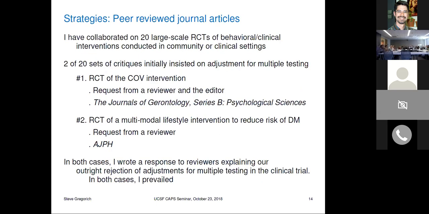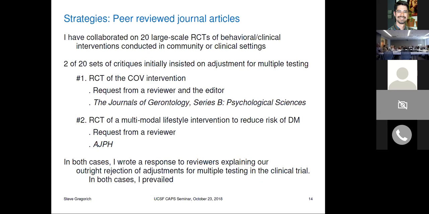So for peer-reviewed journals, in my 20 large-scale RCTs, I've had 2 sets of critique come back, insisting on adjustment for multiple testing of multiple outcomes. One was the COV, the Community of Voices intervention, and the other was a multimodal lifestyle intervention to reduce diabetes risk, excuse me. And in both cases, I wrote a response. It was an essay, like a page and a half, just saying, nope, we reject this, and prevailed.